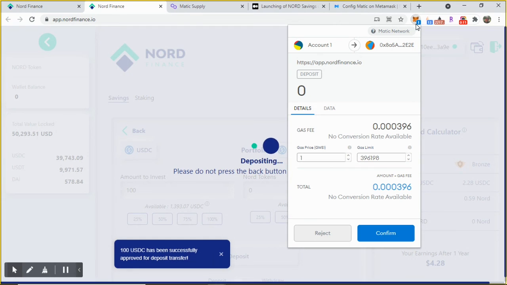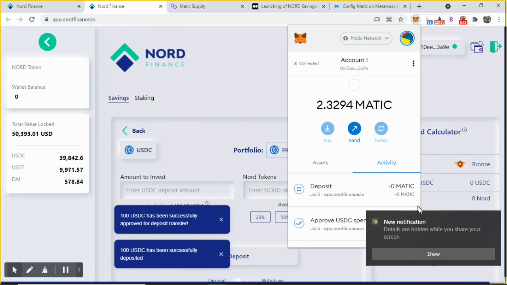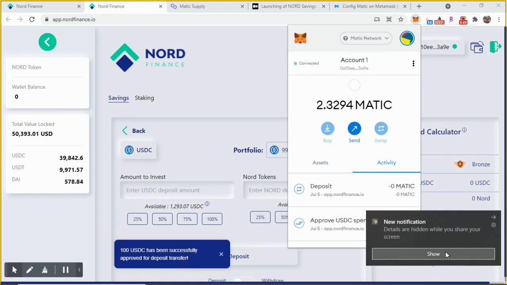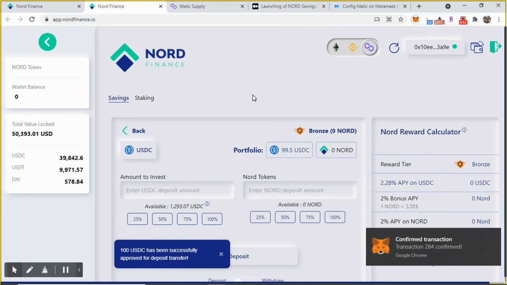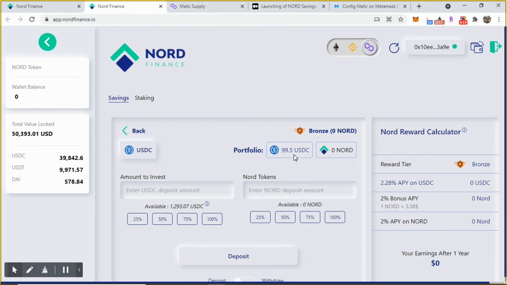Now that I've approved the protocol to spend my 100 USDC, I have to take that second step to confirm the actual deposit of the 100 USDC. So I'm going to click Confirm. You'll see now beside portfolio that I have 99.5 USDC. So that's 100 USDC less the 0.5 USDC deposit fee. That's it.